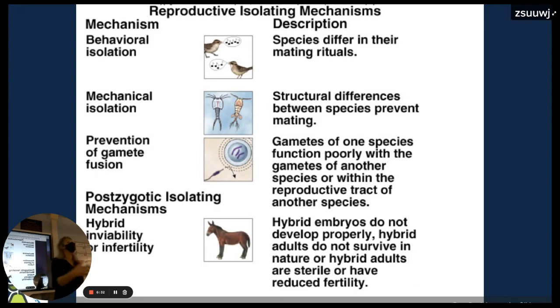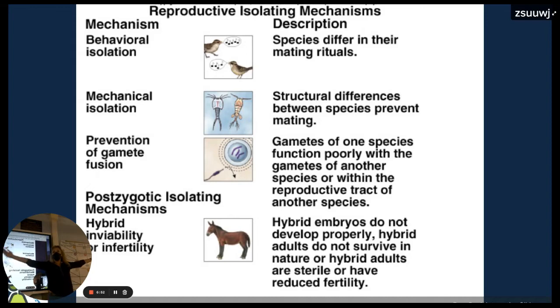Sometimes the offspring is formed, but it doesn't ever reach maturity, right? It cannot reach maturity in order to reproduce. Or maybe the hybrid is sterile. Or maybe the hybrid isn't sterile, but the F2, right? The hybrid would be F1, the first generation. Maybe the F2 is sterile.